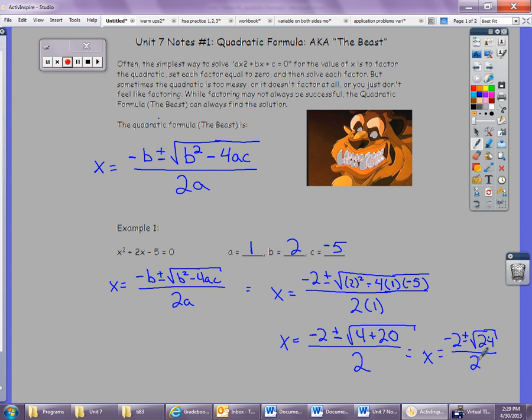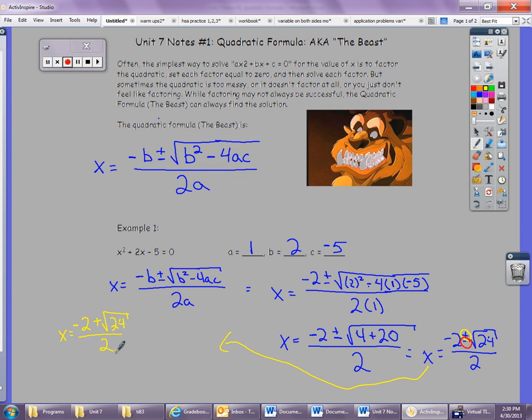So I'm actually going to arrow from here and answer it over here, because we're going to get two answers. We get x equals, now we're going to have a positive one and a negative one, one in yellow and one in red. So we're going to do the positive one first. I'm going to have negative 2 plus the square root of 24, divided by 2.